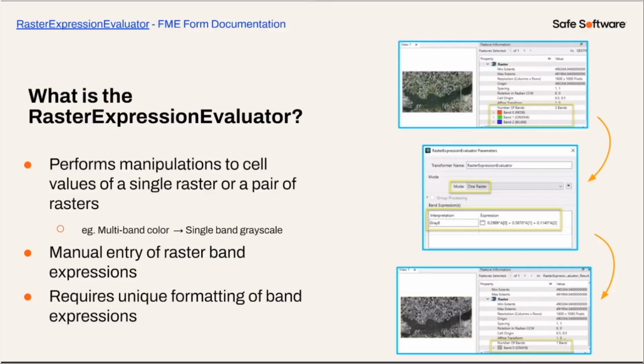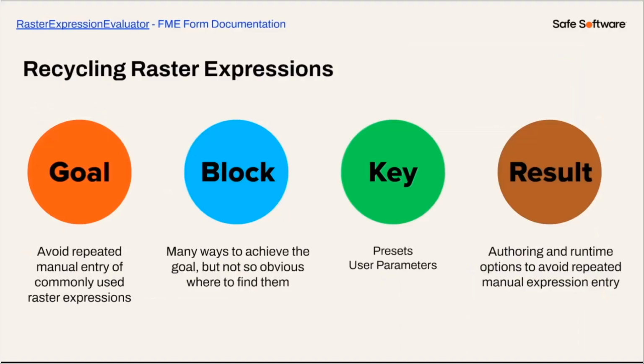Looking at the parameters dialog of the raster expression evaluator, though, it seems like manual entry of raster expressions is required, and the formatting of these expressions is pretty unique to FME. So both of these points can result in expression entry errors. Today, I'm going to show you 2 different ways you can recycle your raster expressions so that you can avoid that repeated manual entry of your commonly used expressions.